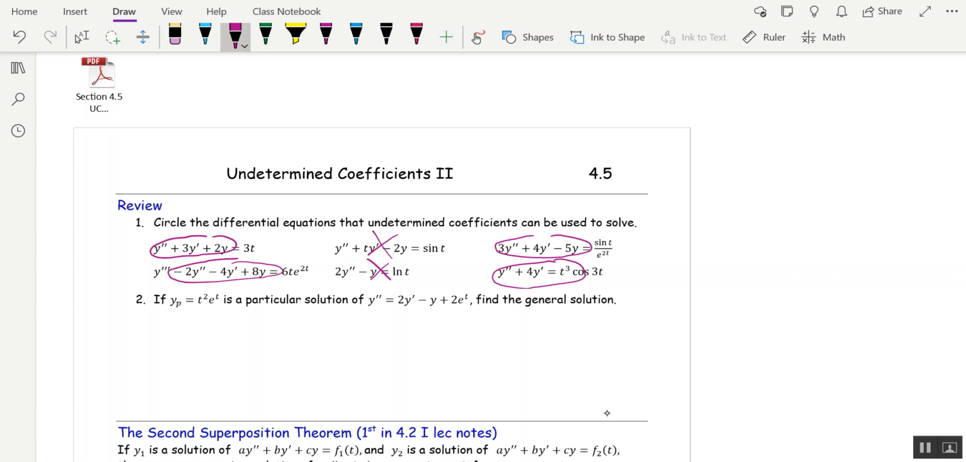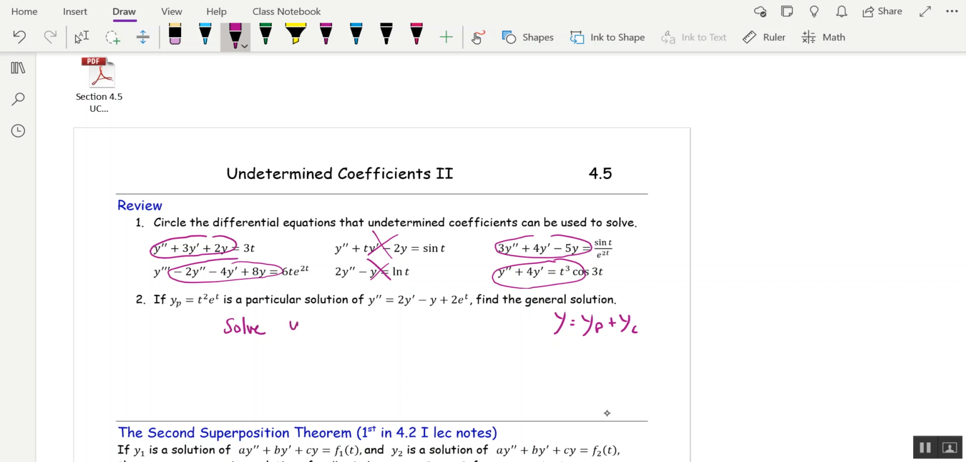Okay, and the other piece of review is the structure of the general solution to a non-homogeneous. The general solution is going to have the form YP, where YP is any particular solution to the non-homogeneous, plus YC, where YC is the general solution to the associated homogeneous. So in this problem, we're given YP. First, we need to solve for YC, and we want to solve the associated homogeneous.